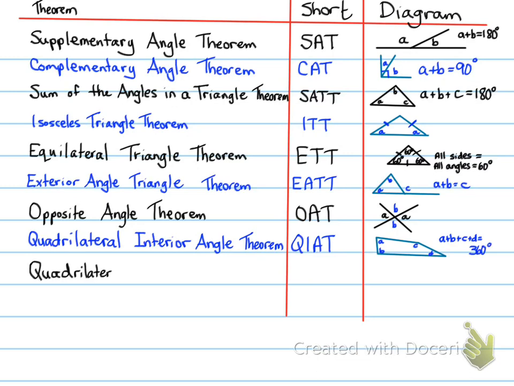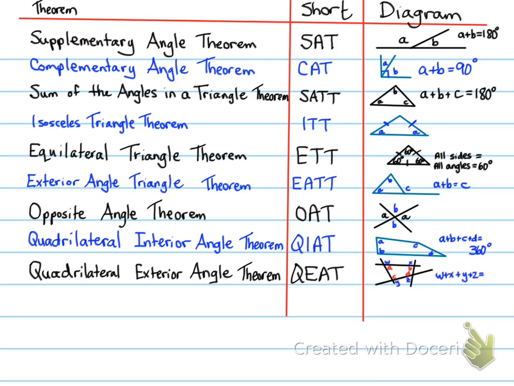Next, we have the quadrilateral exterior angle theorem, and that states that the exterior angles of a quadrilateral, so the supplementary angles to the interior angles, will also equal 360 degrees. So W, X, Y, and Z will add up to 360 degrees.